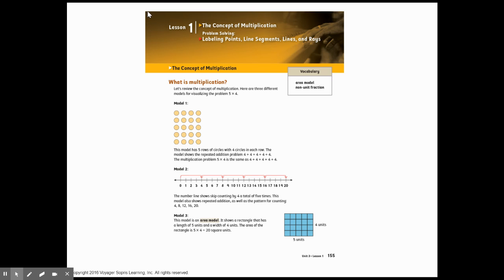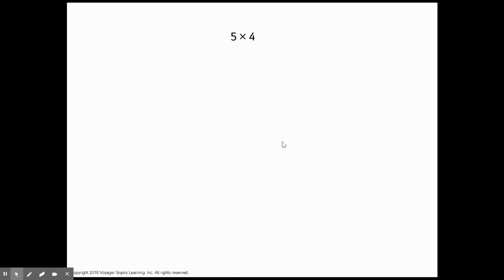We are on Unit 3, Lesson 1, and we're going to be reviewing the concept of multiplication, and we're going to talk over what line segments are, lines, rays, and labeling points. So, we're going to start with just reviewing multiplication and the concept of multiplication. We can use models to help visualize multiplication.